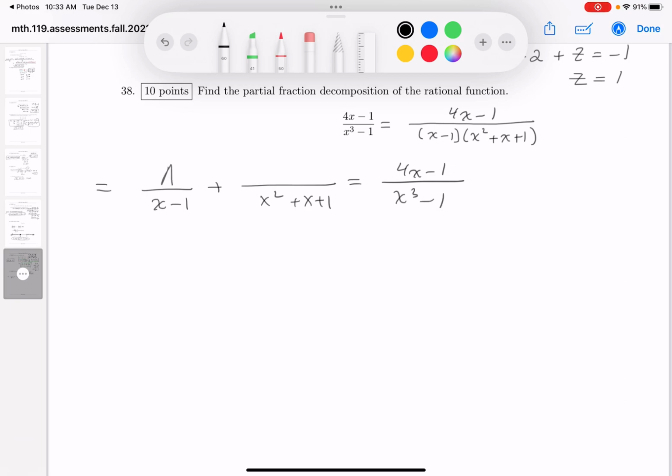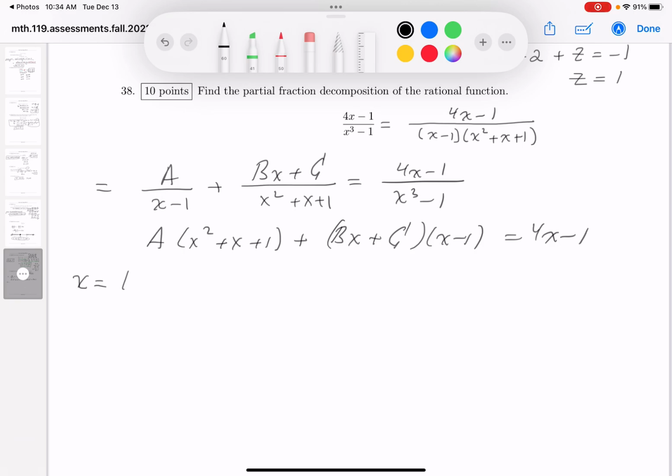What goes here is A. Then I got Bx plus C. I'm going to multiply both sides by the LCD, and you're going to get A times x squared plus x plus 1, plus Bx plus C, times x minus 1, equals 4x minus 1. I'm going to pick an easy x, at least easy for me. x is 1.